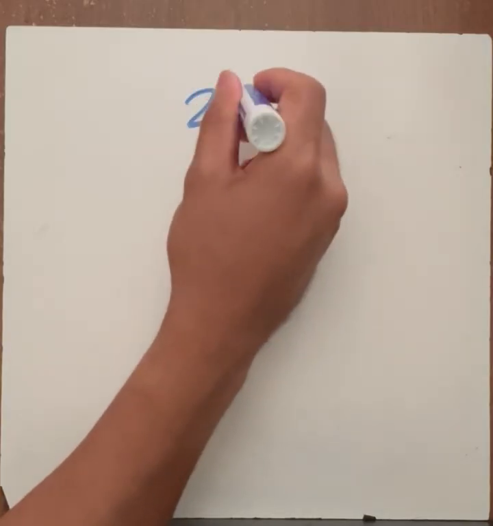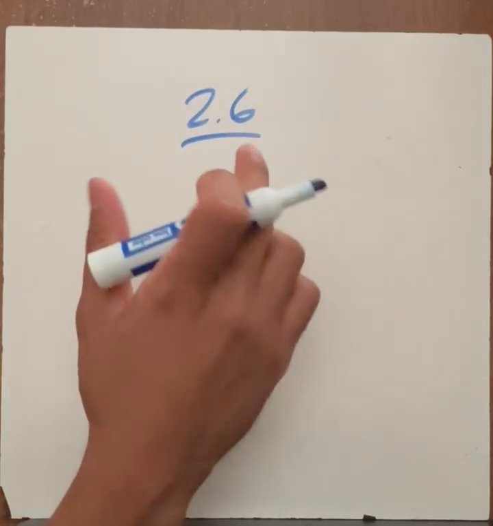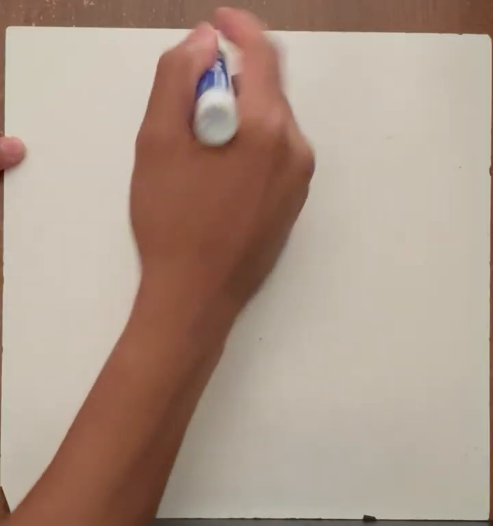All right, let's go and take a look at chapter 2.6. Okay, 2.6 is all about solving absolute value inequalities. I'm going to make this a little bit higher so I have a little bit more space.